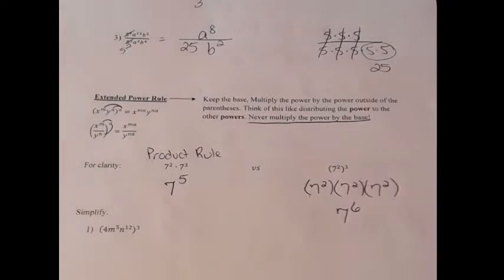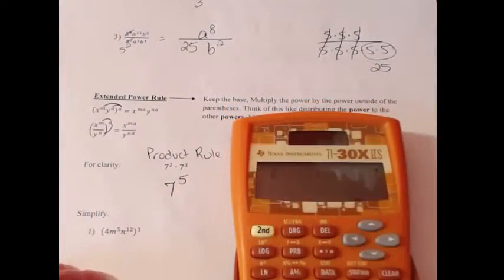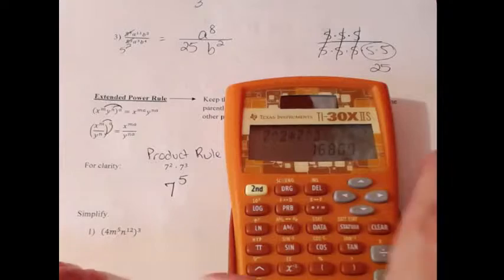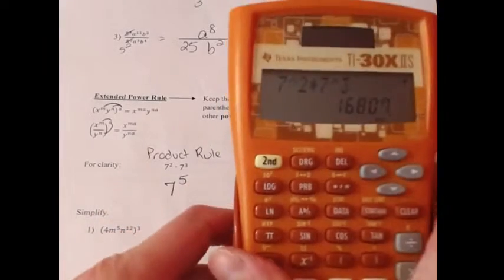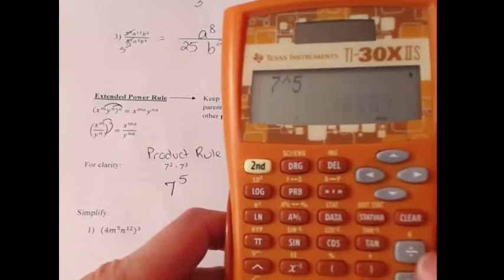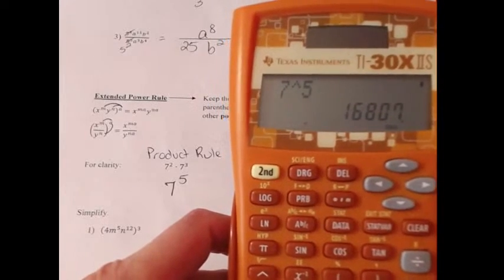If you don't believe me, well, that's not a big deal. I can simply show you with the calculator. So 7 squared times 7 to the 3rd power is going to give us 16,807. You see it? So now I'm going to do 7 to the 5th power. 7 to the 5th power, and voila, 16,807.